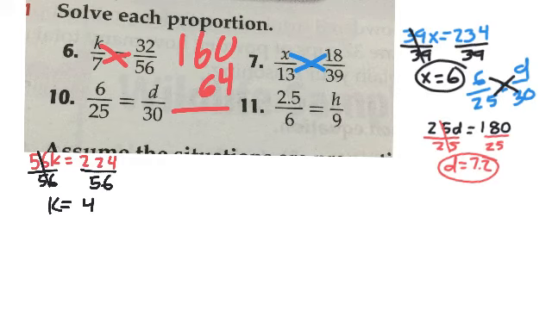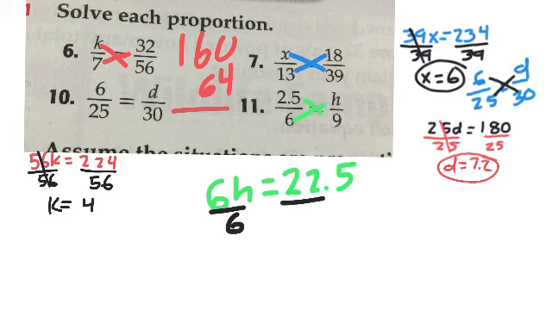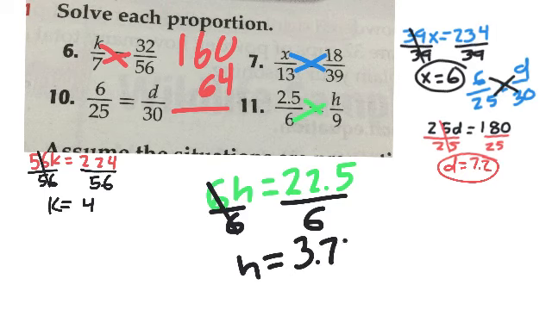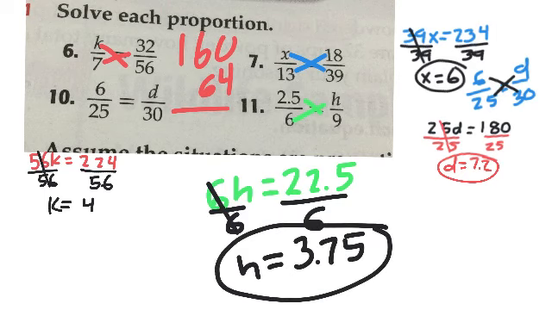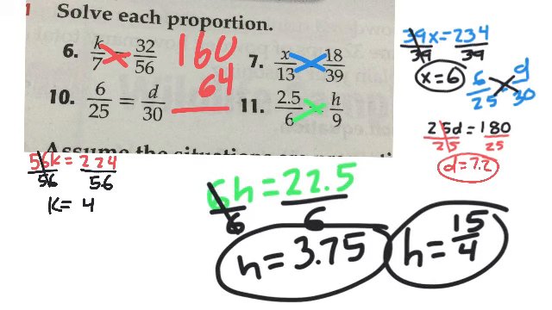And then 11, again, cross multiply and set those equal. 6 times h is 6h. 2.5 times 9 gives 22.5. And now I want to get h by itself. H is being multiplied by 6, so I divide by 6. And I find that h equals 3.75. Or if you wrote that as a fraction, that would be 15 over 4. So either one on 11 would be correct.